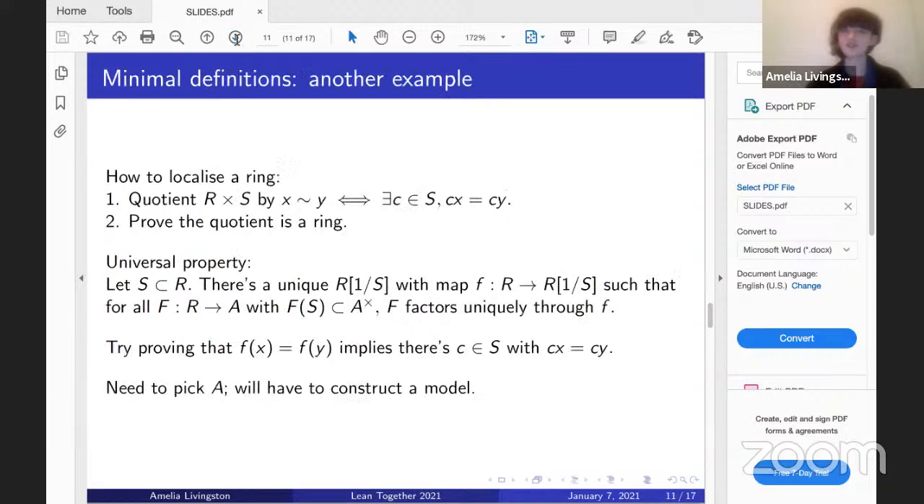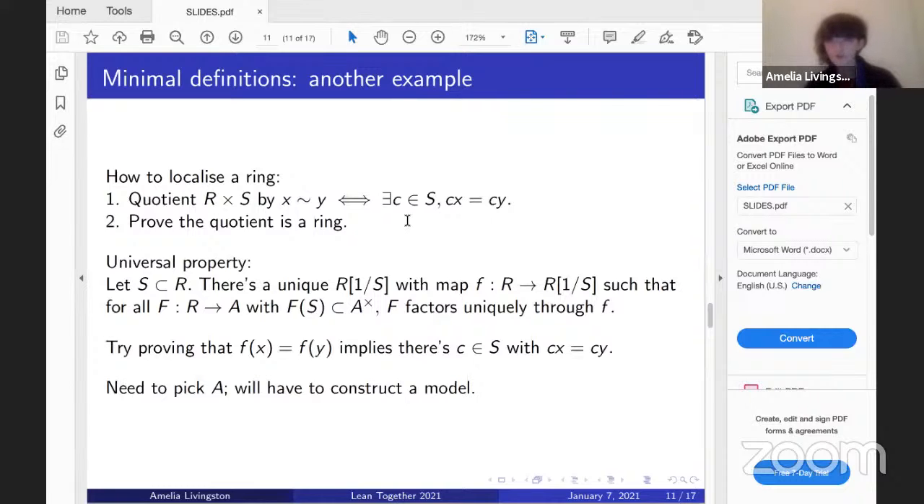So here's another example where the universal property doesn't quite give you as much as you might hope. When we learn about ring localizations, we always do it by constructing them. So we pick a submonoid S, and we mod out R cross S by some equivalence relation. And then we have to do some work to prove that the resulting object is a ring. And then we get the universal property, which says that the localization is the unique map such that certain ring homs out of R will factor uniquely through the localization.